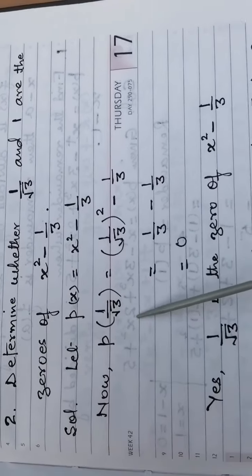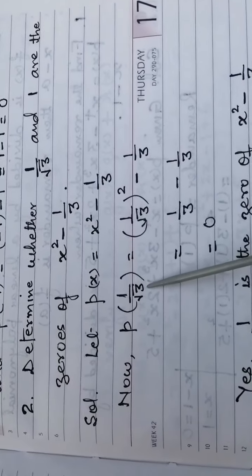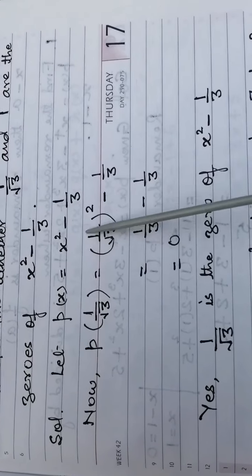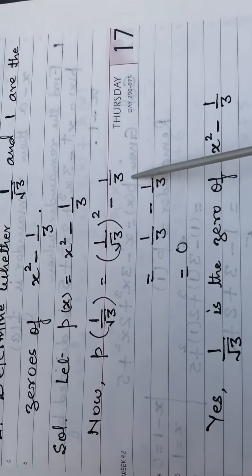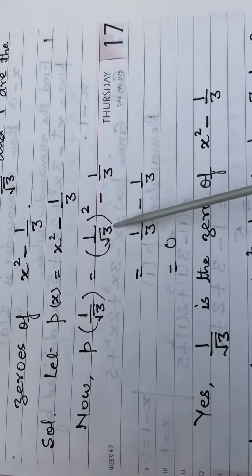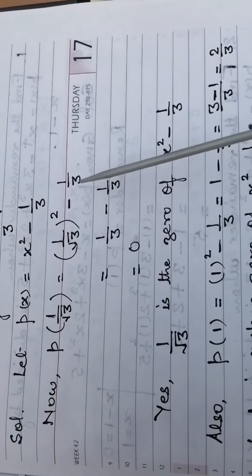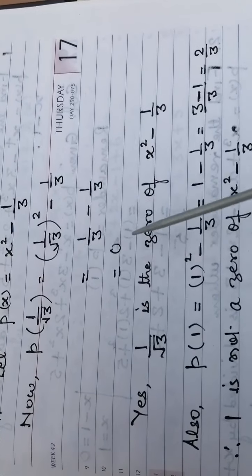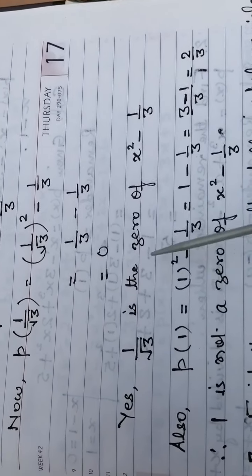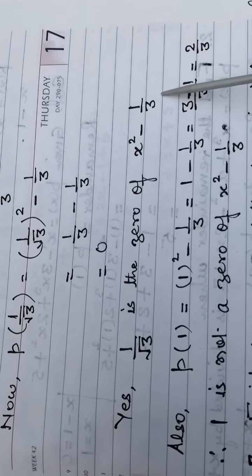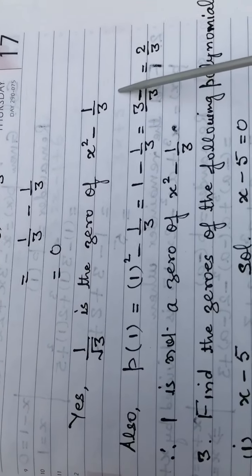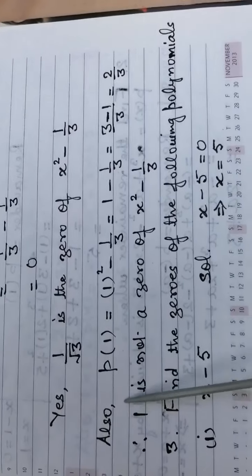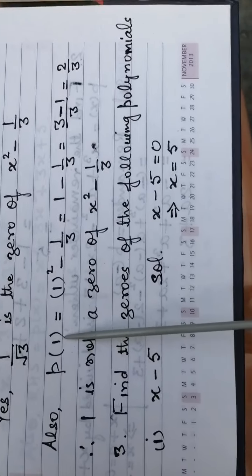Now p of 1 over root 3. Again same, wherever you are having x, put x equal to 1 over root 3. So put this value here. So square of 1 over root 3 minus 1 upon 3. Now square of 1 over root 3 is 1 over 3, minus 1 over 3 as it is. They get cancelled, so you get 0. So yes, 1 over root 3 is the 0 of the given polynomial, that is x square minus 1 upon 3.